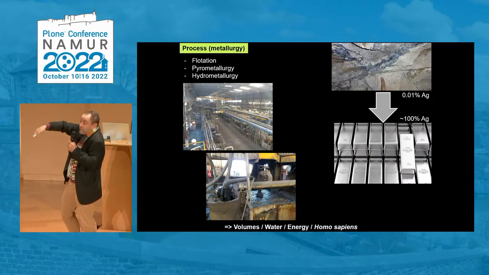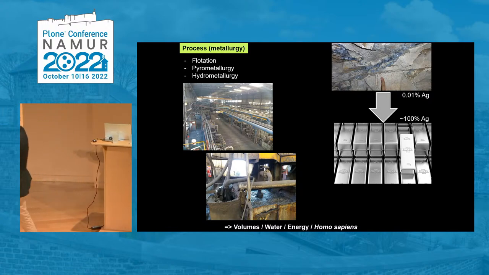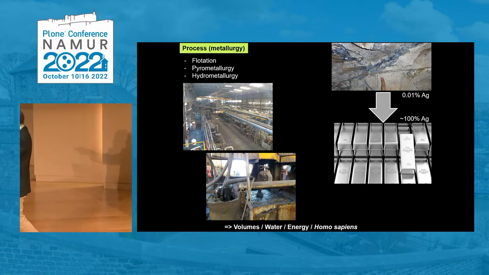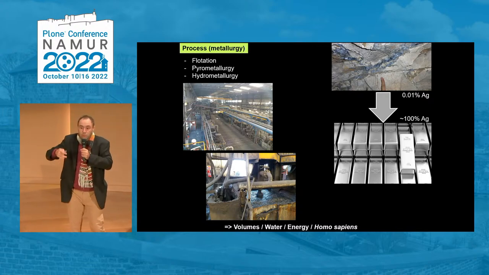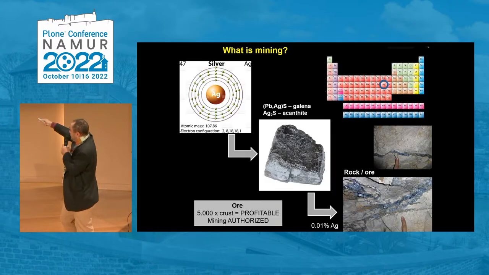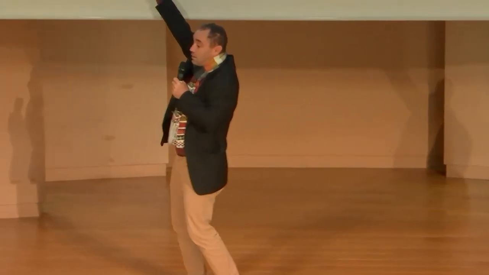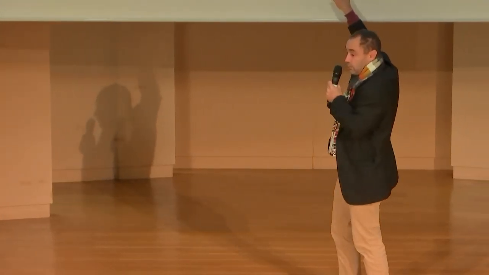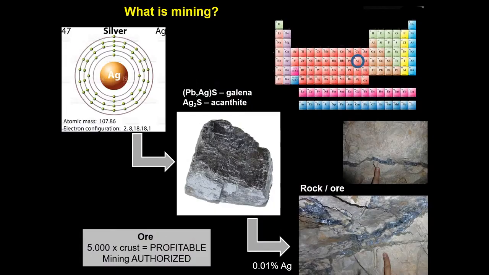And you have a lot of techniques, well known for centuries, in fact. It requires a lot of volume, a lot of water, a lot of energy, a lot of knowledge of Homo sapiens. This is why human resources are very important. So this is profitable. This is an ore. 0.1, this is 5,000 times more than in the average crust. This is why this is profitable, even if it looks quite low.